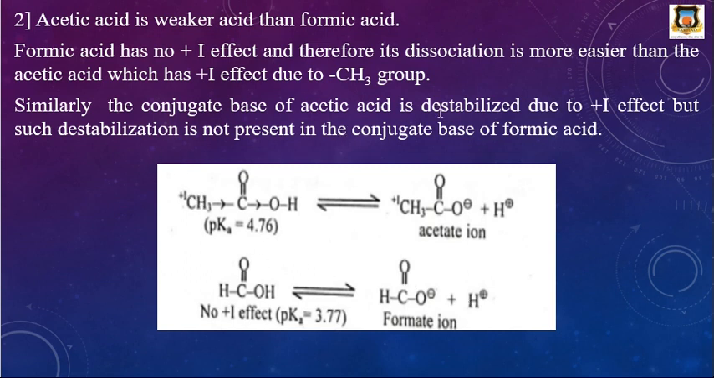Therefore, the conjugate base of acetic acid is destabilized due to plus I effect, but such destabilization is not present in the conjugate base of formic acid. Therefore, acetic acid is weaker acid than formic acid. The pK of formic acid is 3.377 and the pK of acetic acid is 4.76. Less the pK value, stronger will be the acid.